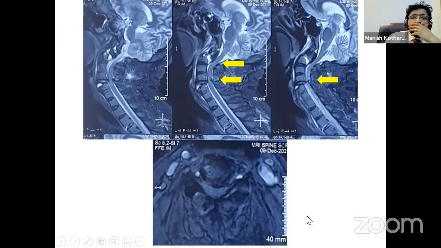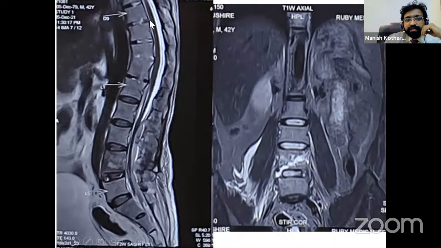So this is the lumbar spine image. There you can see there's an oblique fracture going from the upper left lateral corner all the way to the right lower corner. It's undisplaced, but there is also epidural hematoma surrounding almost from L2 to S1. So these are the imaging.